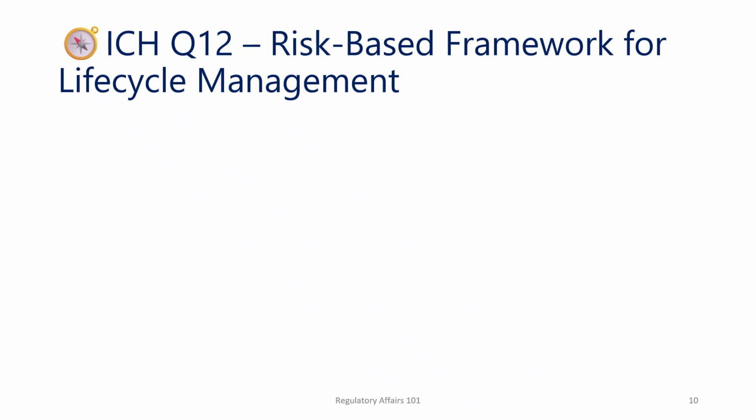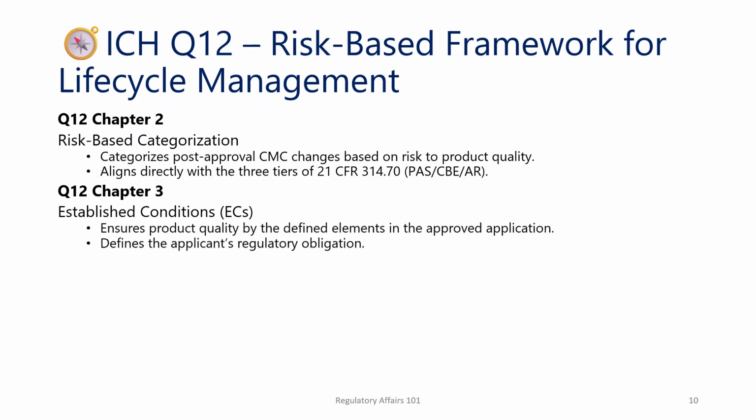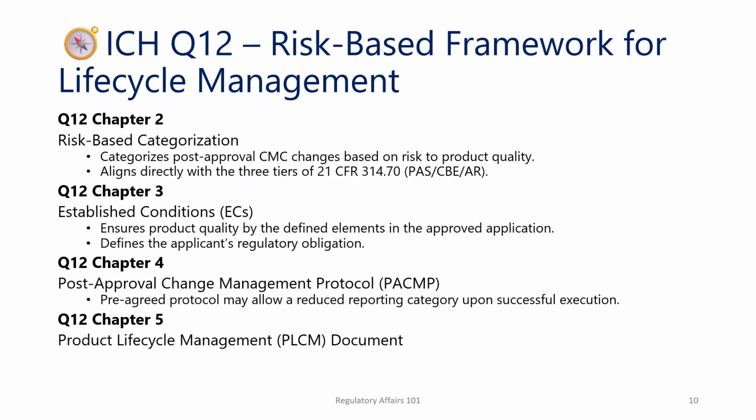ICH Q12 provides a modern risk-based framework for lifecycle management. It introduces risk-based categorization aligned with PAS, CBE, and AR. Established conditions, which define what must be reported. PACMP, which can reduce reporting categories when pre-agreed with FDA. And the PLCM document, which provides transparency across the product lifecycle.